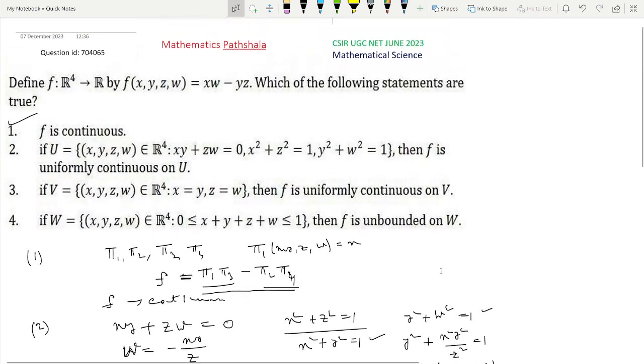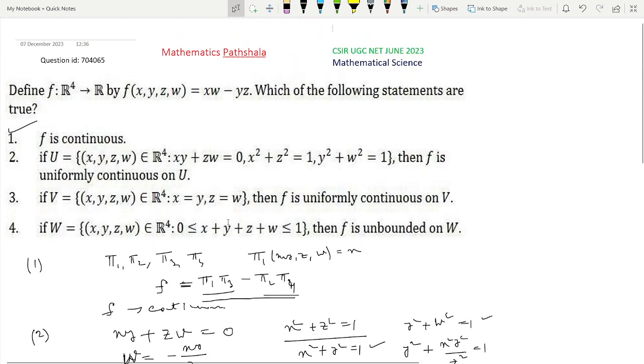Because if we take x, y, z, w all equal to 1 by root 2, then x, y plus z, w will not be equal to 0, because we need some negative. If we take x, y, z as 1 by root 2 and w as minus 1 by root 2, then it will satisfy. So such x, y, z, w in U should satisfy all these three conditions. To satisfy this condition, the signs of x, y, z, w cannot all be the same.